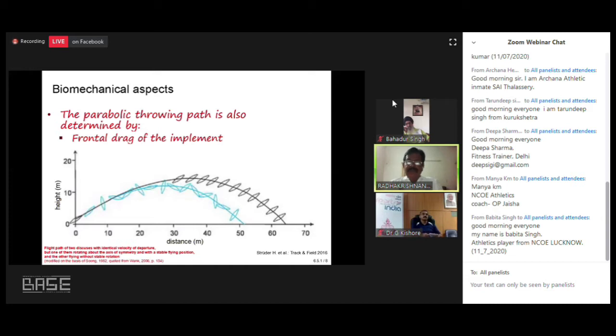Similarly, when there is a tailwind, if an athlete increases the attack angle, the tailwind will press down the discus, and they will be able to maintain the parabolic path and can get better distance. These are the aspects at the elite level. You know, in the US there is a place, Chula Vista. Most athletes go there before the World Championship and Olympic Games to get qualified, because there is a strong frontal wind in that place almost all the time.